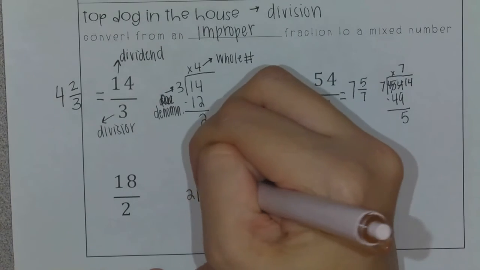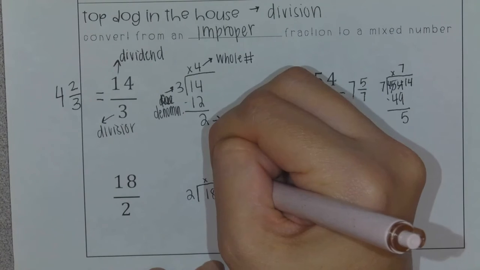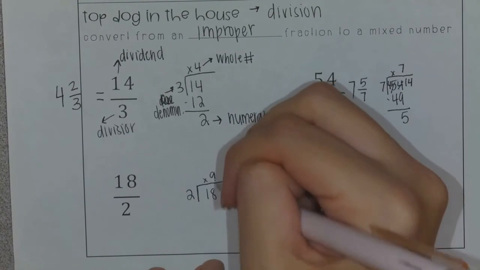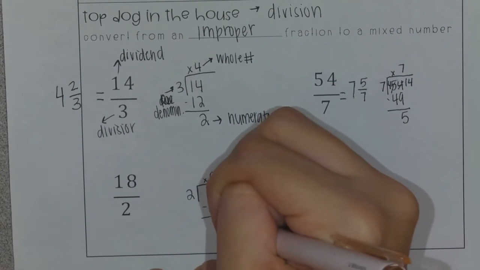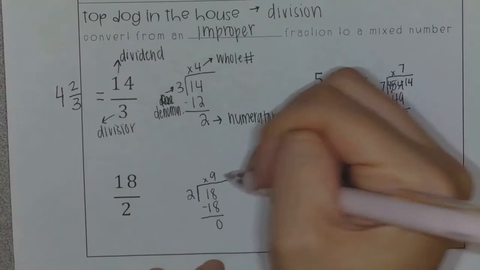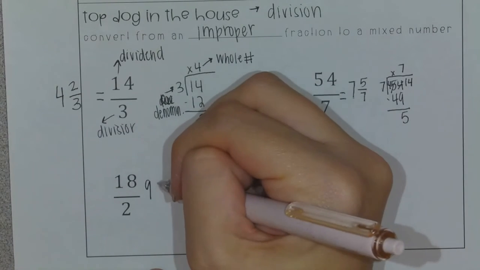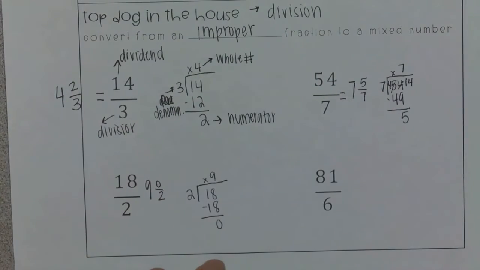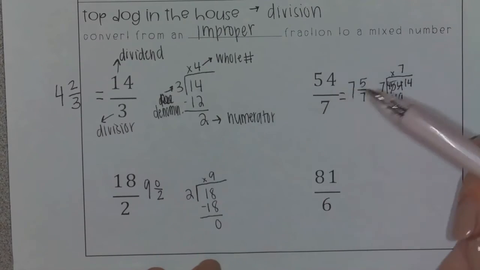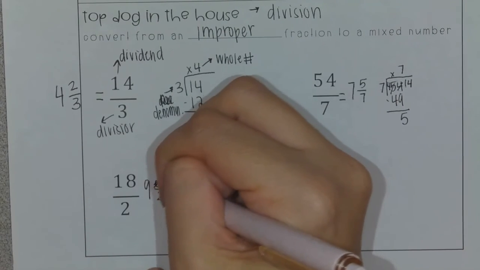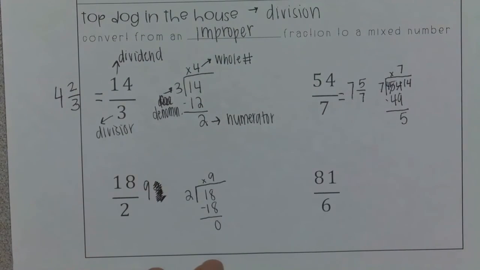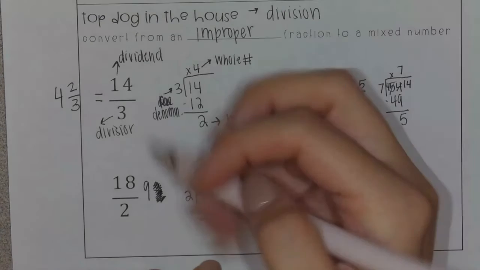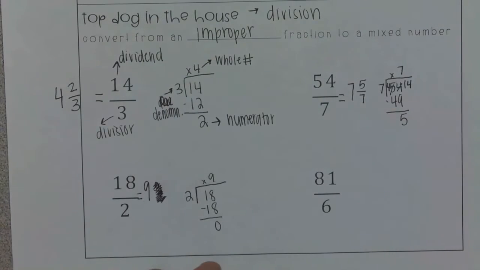2 can't go into 1, but 2 goes into 18 9 times. And guess what? 9 times 2 gives me exactly 18. And you might be thinking, well, Miss Smith, if I have 9 and 0 over 2, that seems a little silly to write 0 over 2. You're right, it is. So every whole number has a secret fraction hidden behind it. It just has a numerator of 0, but that's silly to write. So my answer here is just 9.